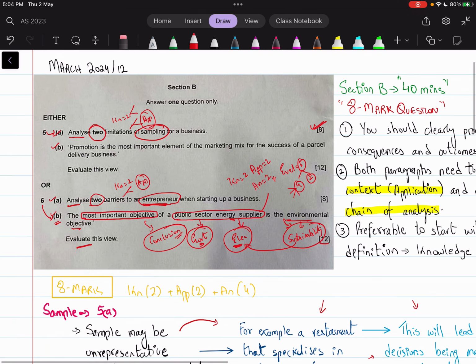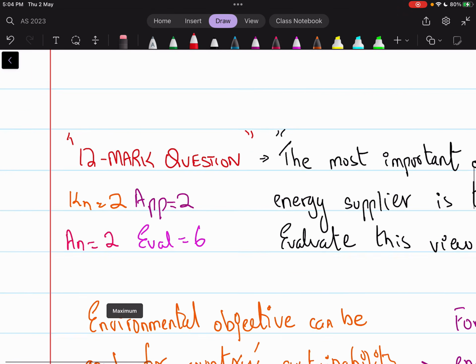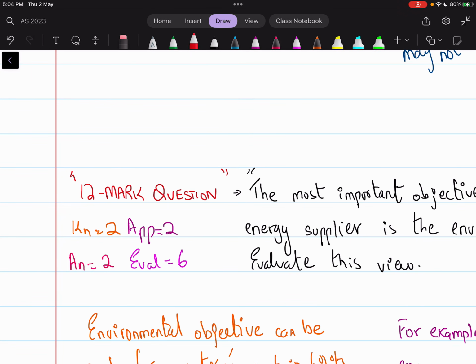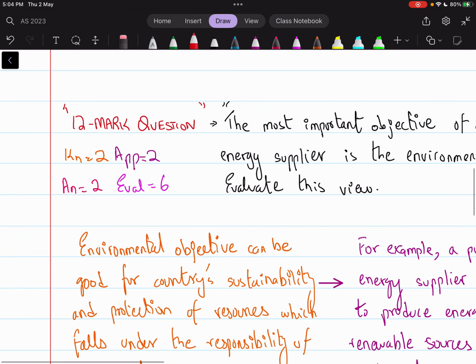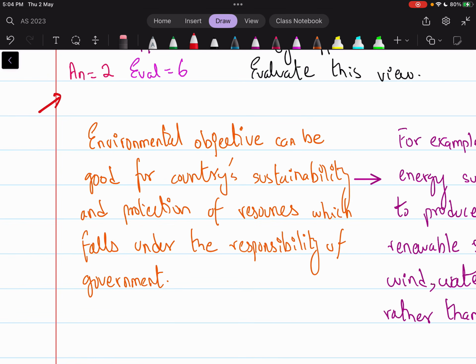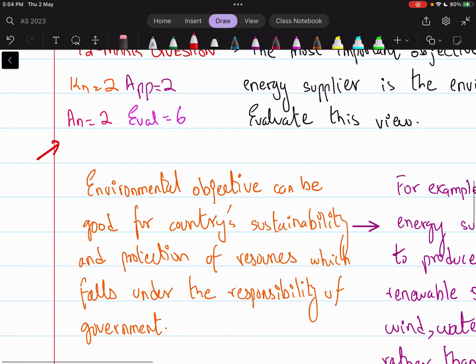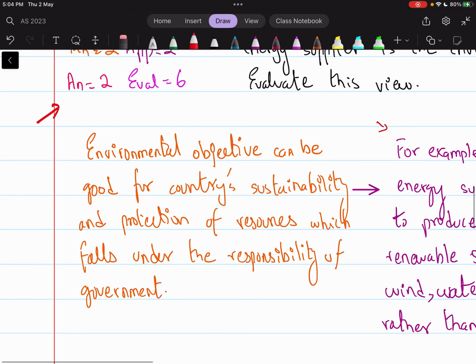Alright, so for a 12 mark question, let me show you a sample. You can follow the color coding. So knowledge, application, analysis and evaluation will reflect the colors that I've mentioned here. Orange stands for knowledge. Knowledge is the basic point, just the same thing you did with an 8 mark question. And then you already know what happens next. You come up with application. So in purple, you can see an application.